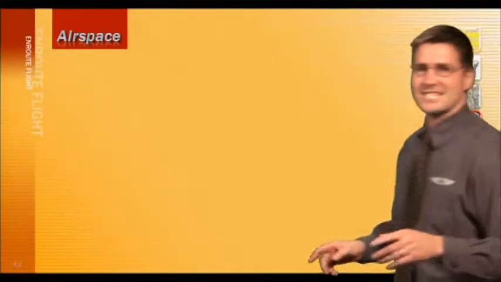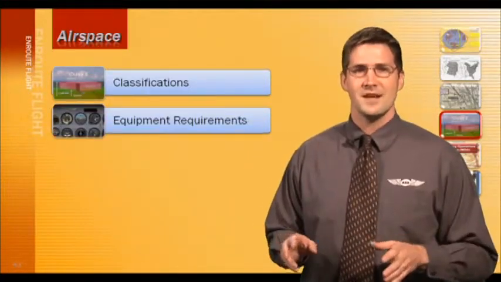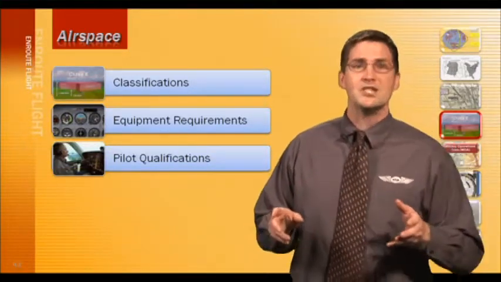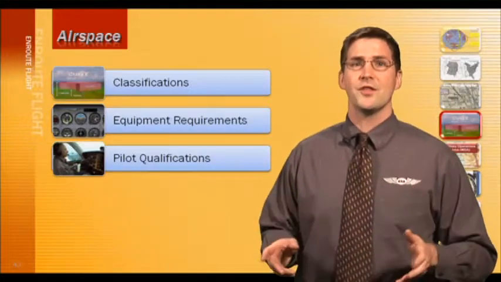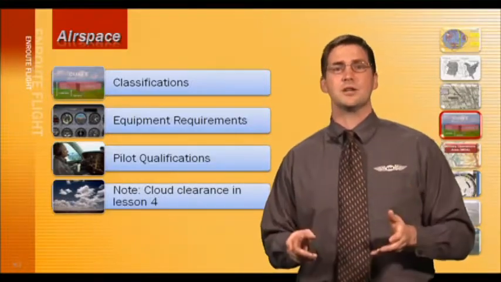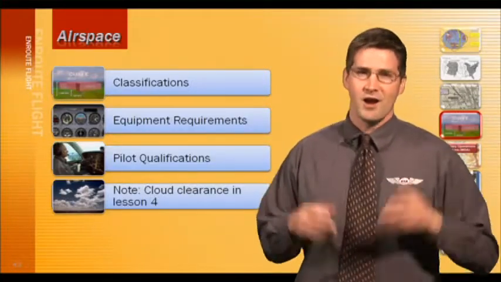The next one up with Josh in the classroom, airspace. Now let's discuss airspace. There are several classifications of airspace with different operating requirements. We'll discuss the classifications of airspace, equipment requirements, pilot qualifications, and special use airspace, and how each type of airspace is shown on a VFR sectional chart. Note that the weather minimums, ceiling, visibility, and cloud clearance for operating in each type of airspace are also discussed in Lesson 4, Regulations.